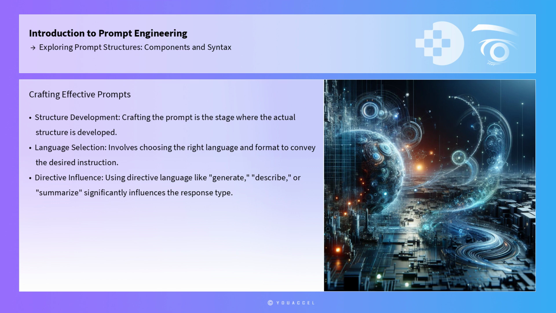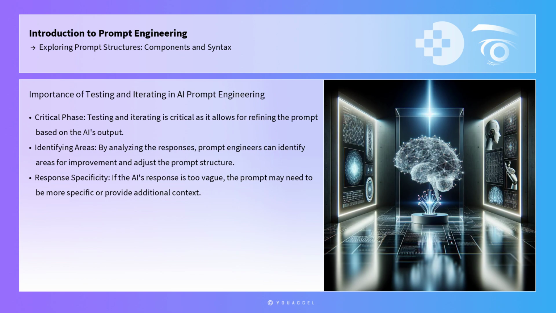For example, a prompt asking the AI to generate a list of potential product names will likely yield a different output than one that asks it to describe the features of a new product. Testing and iterating is a critical phase in the process, as it allows for refining the prompt based on the AI's output. By analyzing the responses, prompt engineers can identify areas for improvement and adjust the prompt structure accordingly. For example, if the AI's response is too vague, the prompt may need to be more specific or provide additional context.